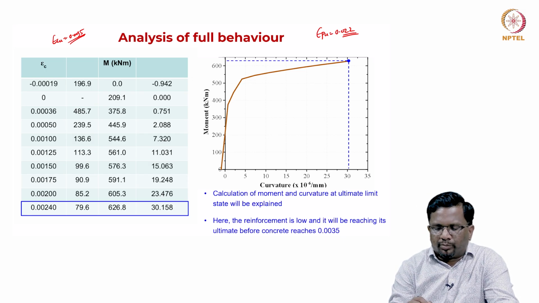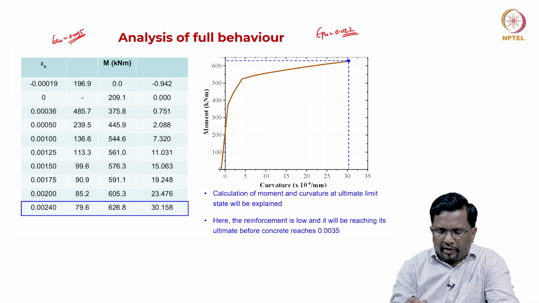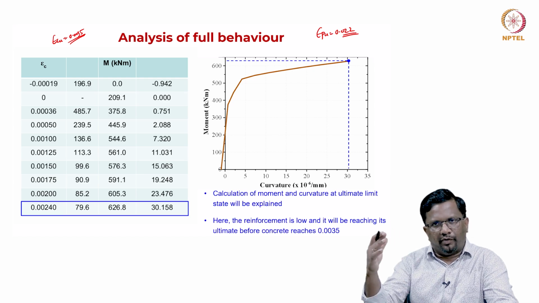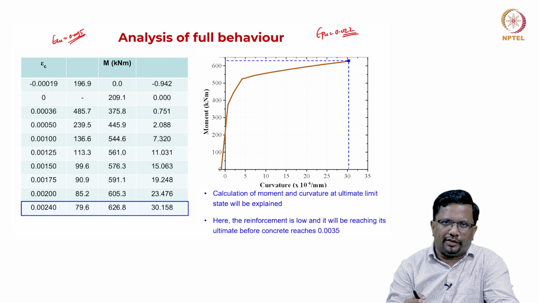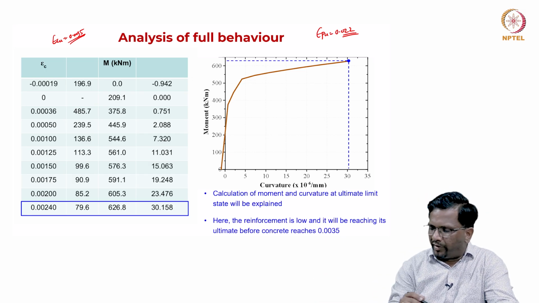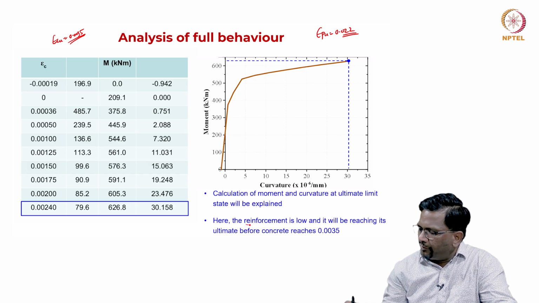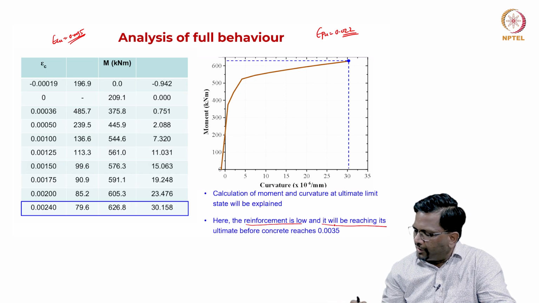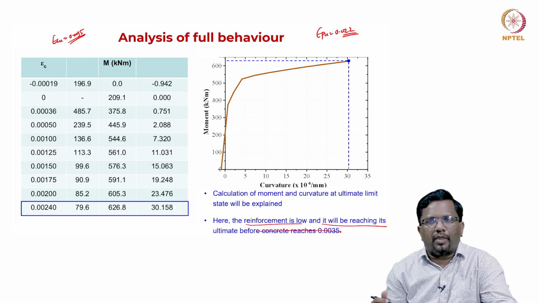In fact, the provided steel is so less that it is happening like that. That is also one condition; this is not a good failure. We want concrete to fail in compression after steel yielding, right. So, this is not a good failure, but you have to keep in mind, that is the reason we have done it till here. So, this ultimate state will be explained. Here the reinforcement is low and it will reach its ultimate before concrete reaches its 0.0035. So, this point you have to note down.